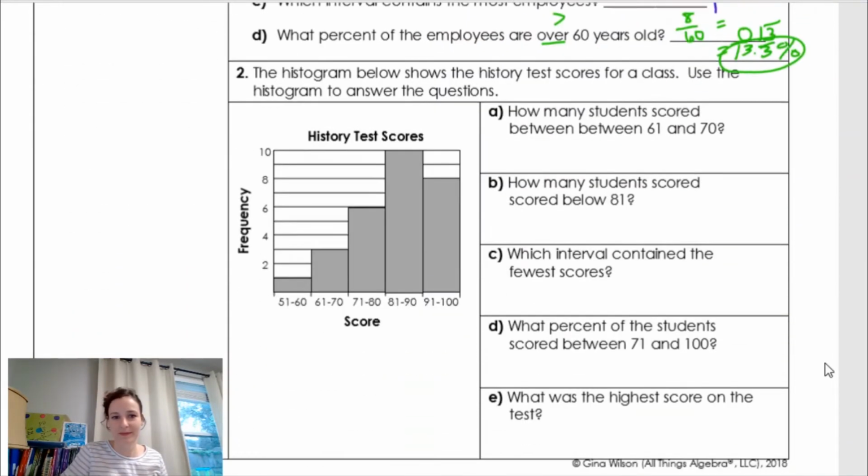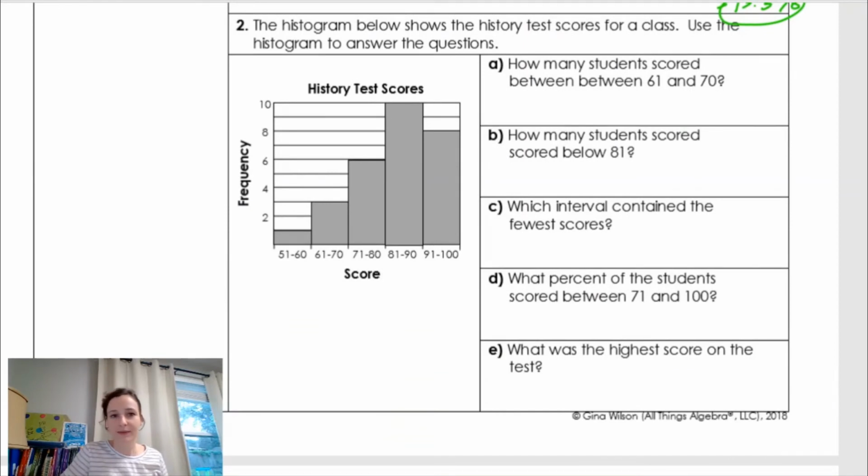All right, this second one, the histogram below shows the history score test for a class. Use the histogram to answer the questions, okay? If you're wondering why I keep looking this way, it's because I have 2 monitors. So one with the recording and one with the actual page.